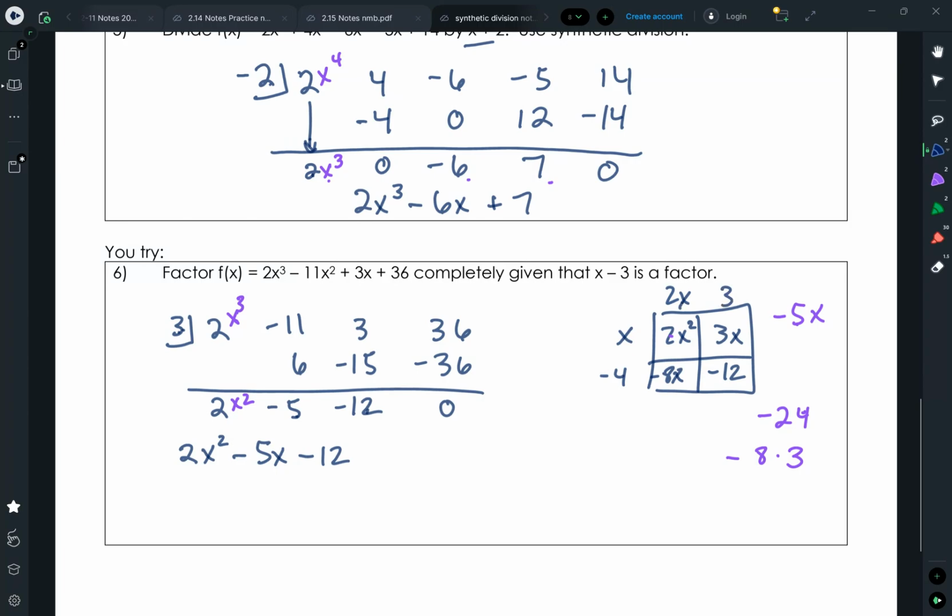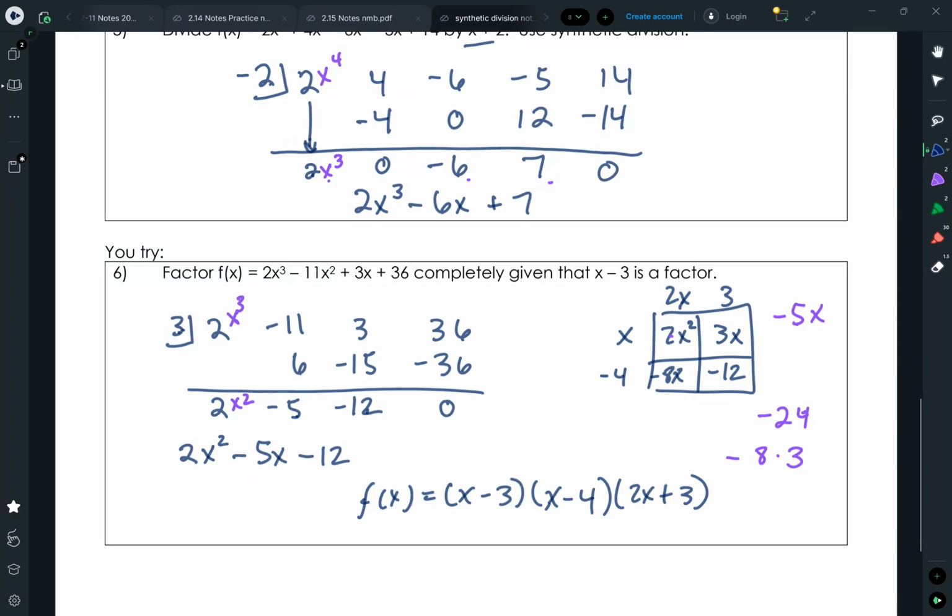Okay, so let's go ahead and just write out all of the factoring then. So my f of x, first I had a factor of x minus 3. And then from my box over here, I have an x minus 4 and a 2x plus 3. So we have f of x fully factored.